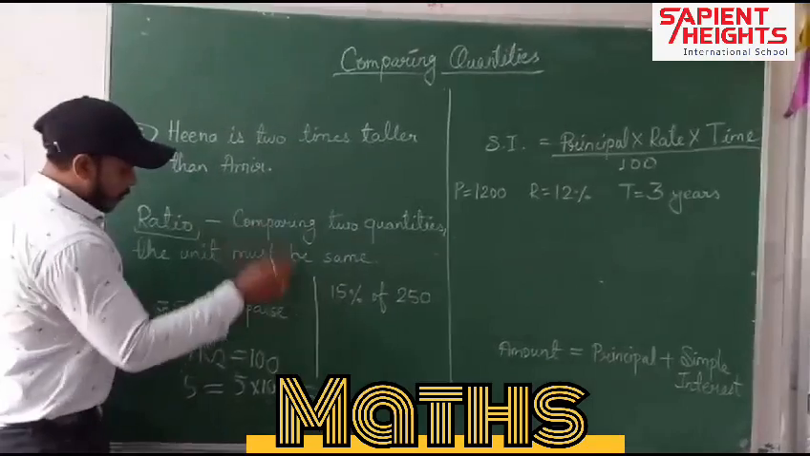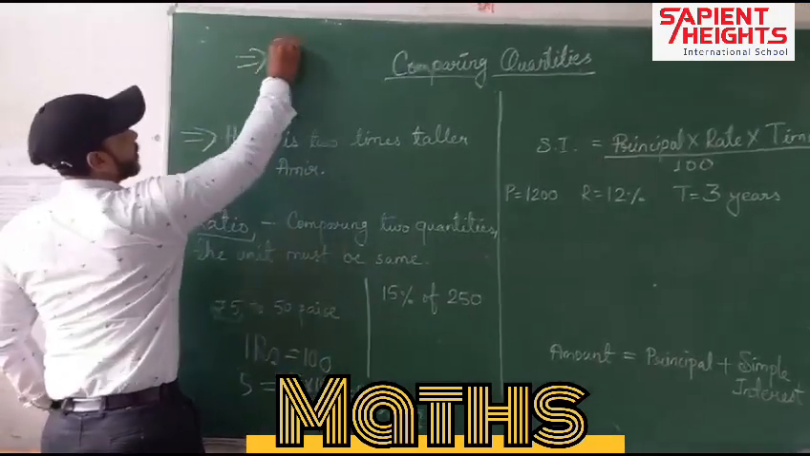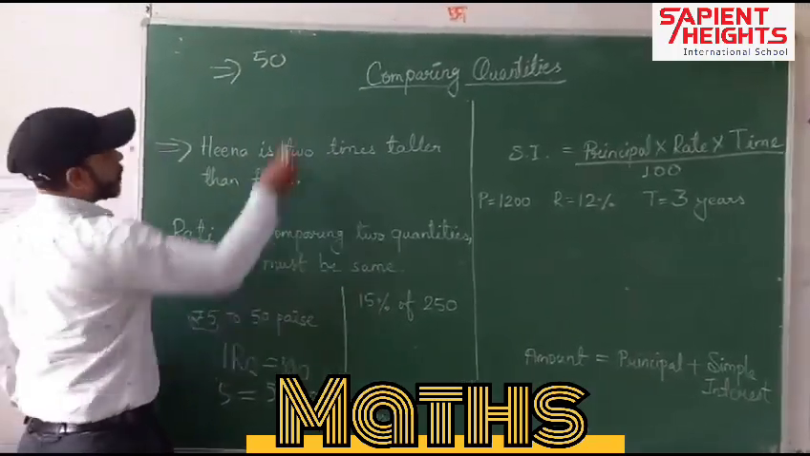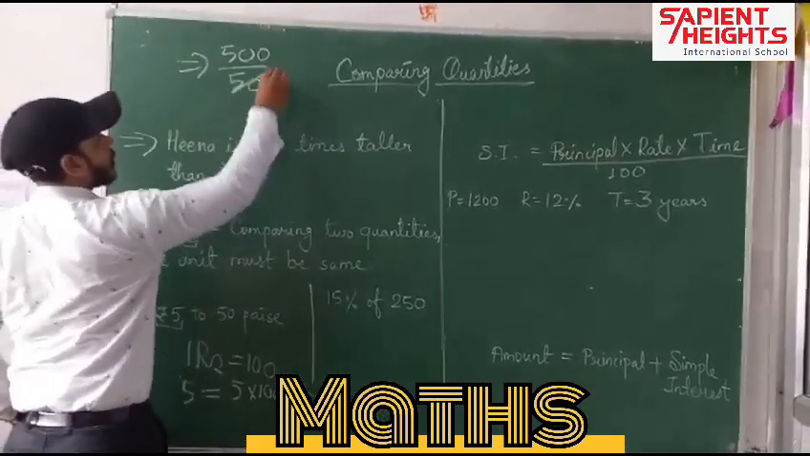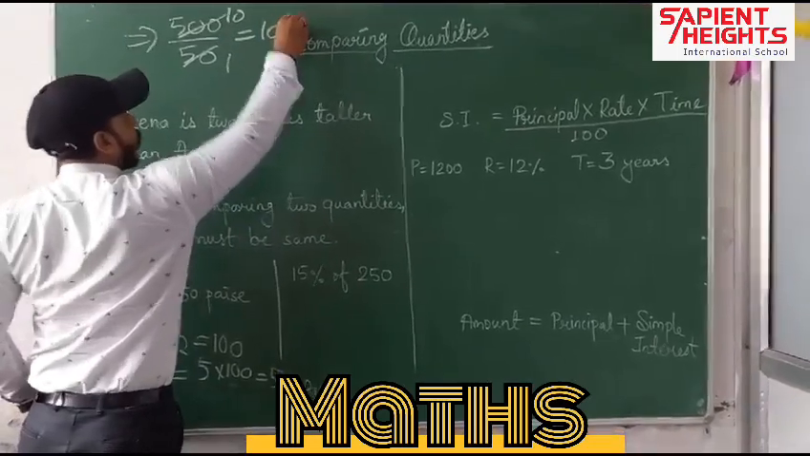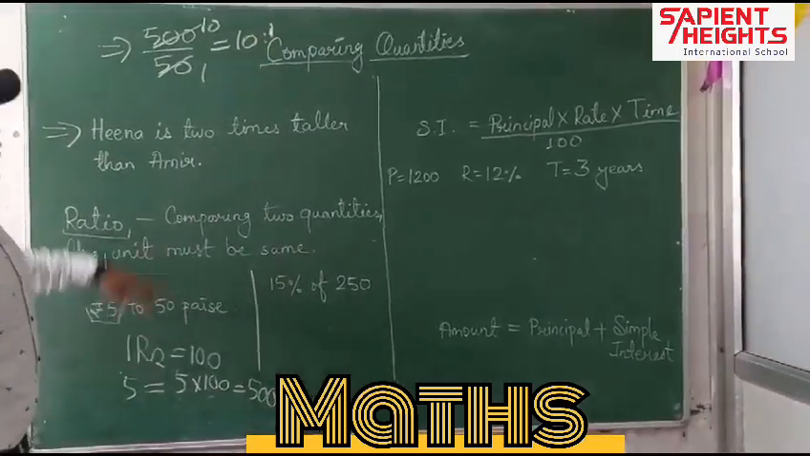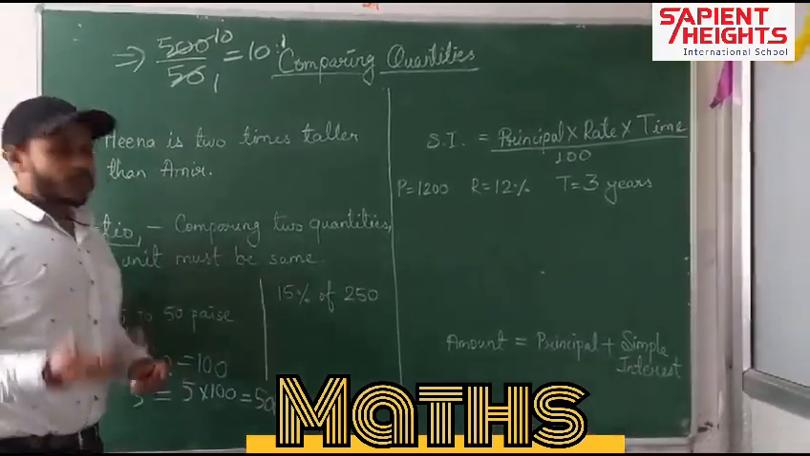Now simply we have 50 paise and then 500 paise. We write it like this: rupees 5 to 50 paise. Then 500 upon 50. 5 and then 50, 10 times. What do we get? 10:1. So these 50 paise are the 10th part of these rupees 5. So like this we do the comparison.